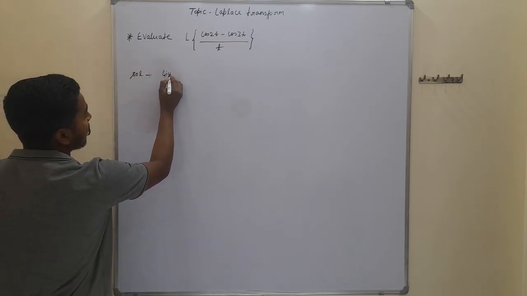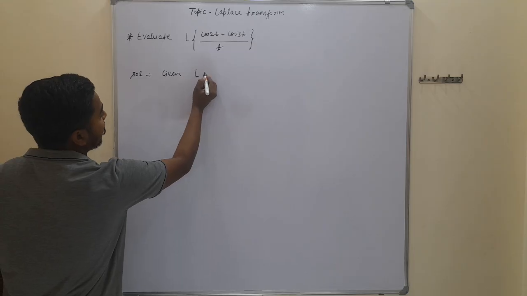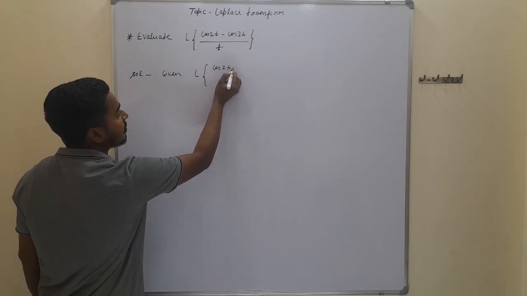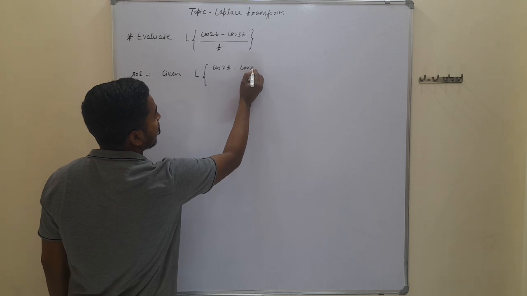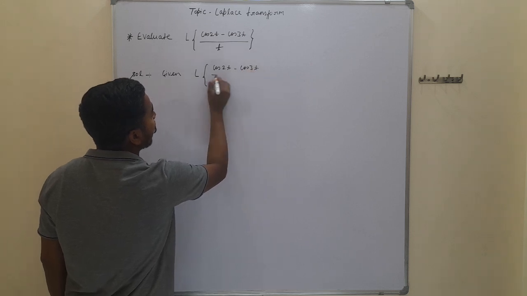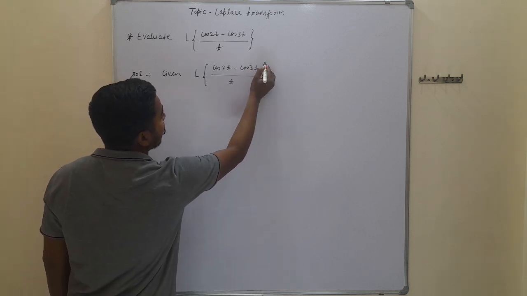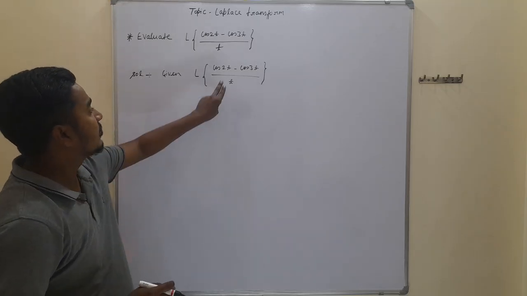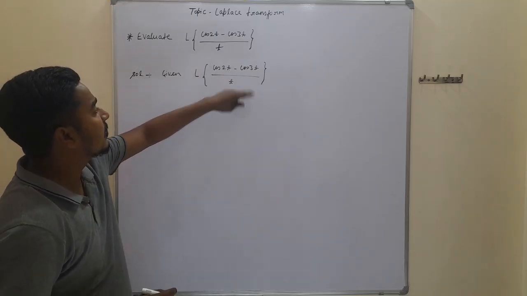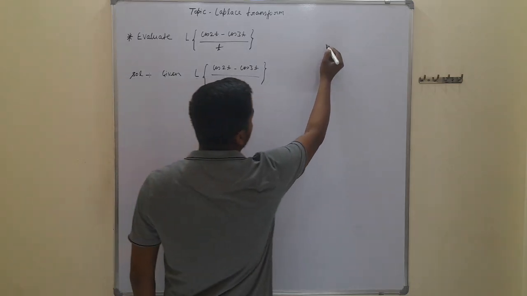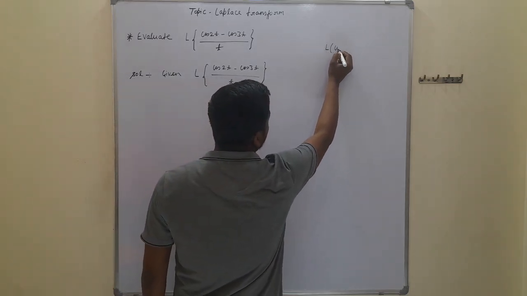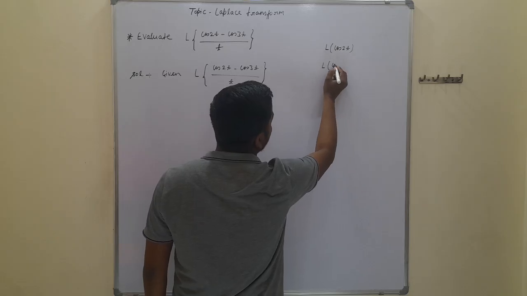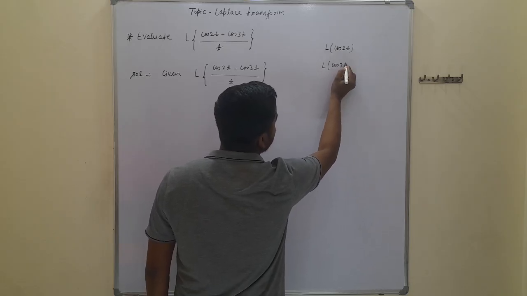Given: Laplace of (cos 2t minus cos 3t) upon t. We have to calculate the value. First, we have to find the Laplace of cos 2t and the Laplace of cos 3t.